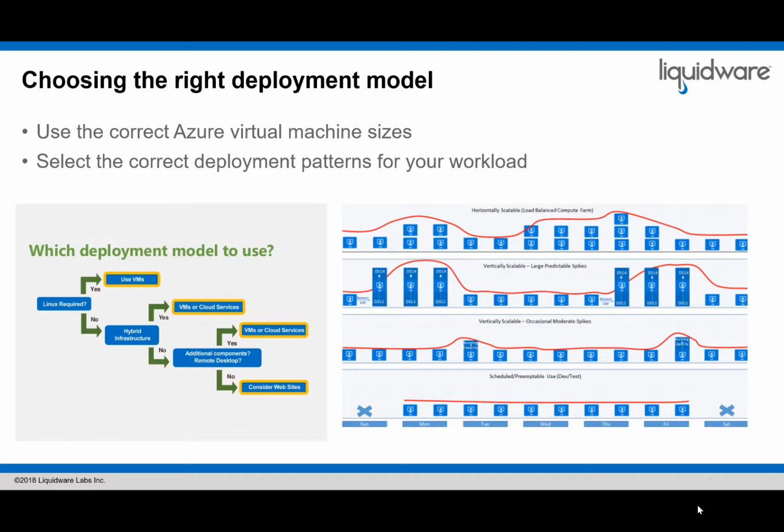So finally, now that we've gotten all that information, let's choose the right deployment model. It's really important to choose the right model. Using the correct Azure virtual machine sizes really helps contain costs. You want to select the correct deployment patterns for your workload. And again, using products like our product, Stratosphere UX, you can really understand those workloads and their predictability, and how you can scale those workloads.